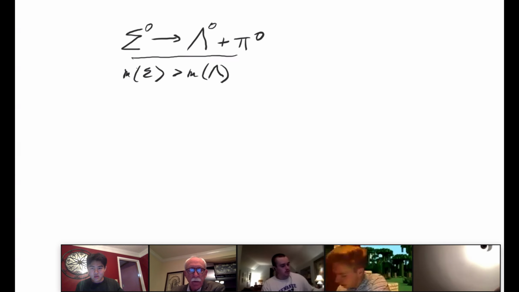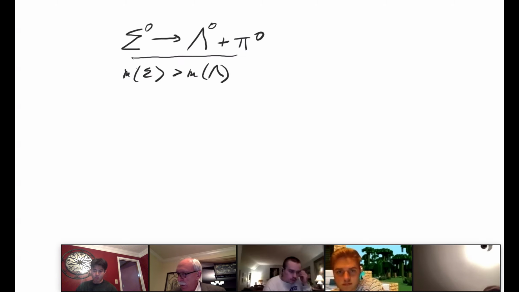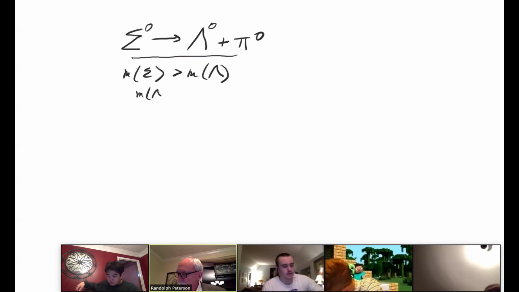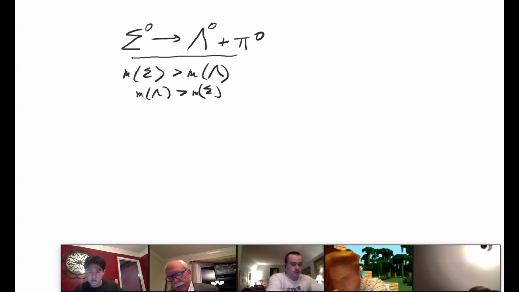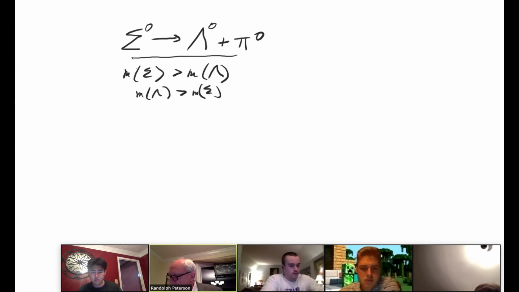So if the sigma was less massive than the lambda, would this still be possible? Can we write it this way if the mass of the lambda was bigger than the mass of the sigma? No way that can happen. No way this can happen.